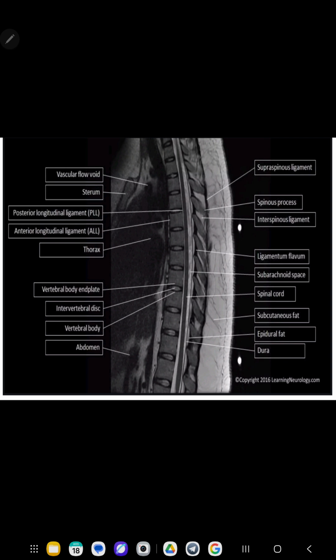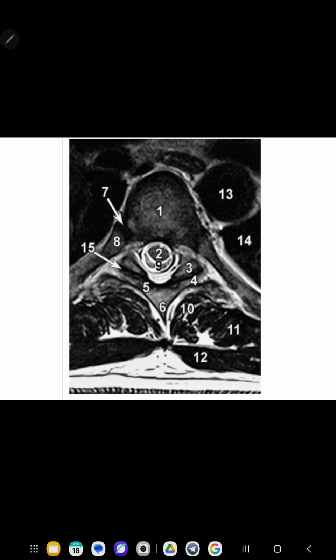When you move into the thoracic vertebra, it is the similar things only, that is vertebral body, intervertebral disc, anterior longitudinal ligament, posterior longitudinal ligament, the spinal canal, ligamentum flavum, spinous process, supraspinous ligament, interspinous ligament. Here we can see the dura. So above that is the epidural space. The epidural space mainly has fat and also Batson's venous plexus.